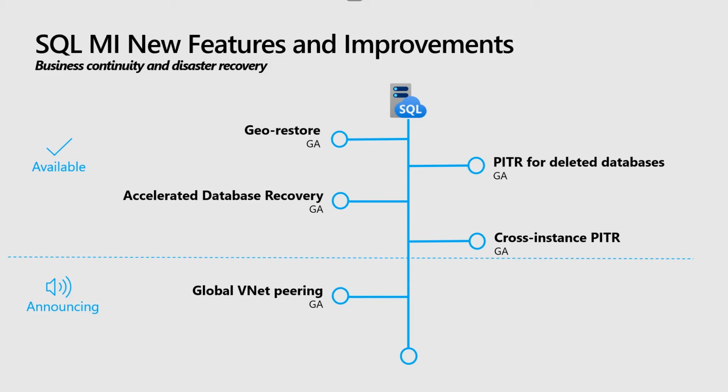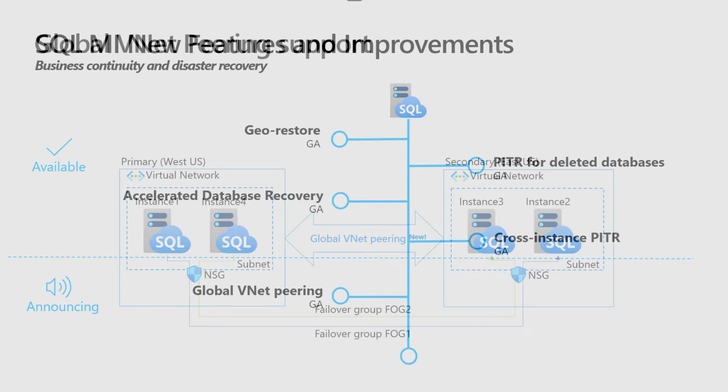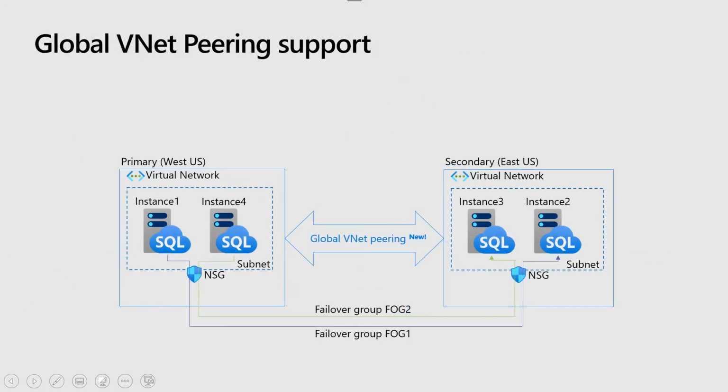Finally, last week at Ignite, we announced support for global VNet peering in Azure SQL Managed Instance. With global virtual network peering, you can now seamlessly connect virtual networks in different Azure regions. So let's take a closer look at the global VNet peering support. What we have here is one GeoDR solution using failover groups between two regions.